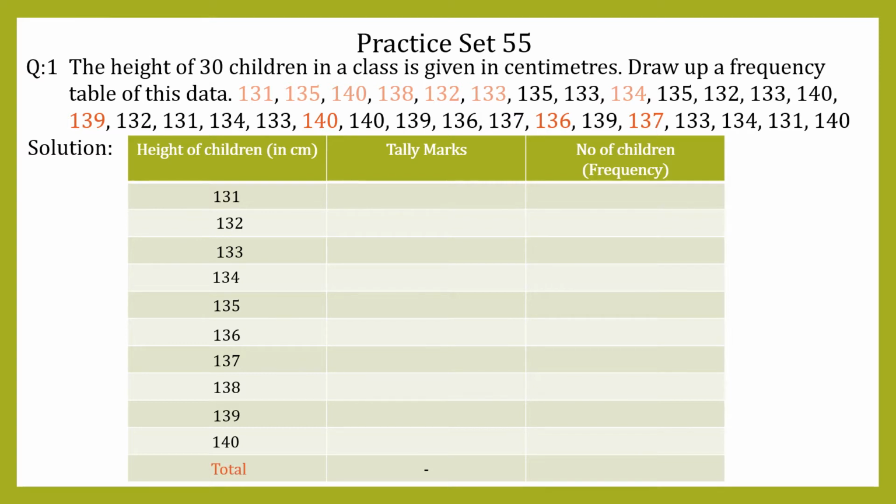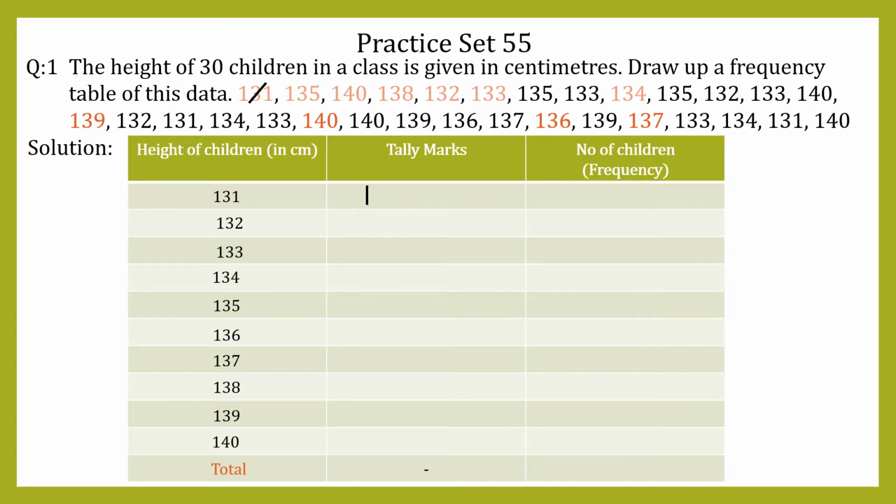Now let's start filling this frequency distribution table. Now you can see the first number is 131. So in the tally marks column, that is second column, we will put one tally mark against 131. Now since this number is covered, we will put a slash on that number so that we'll come to know that this number is covered.